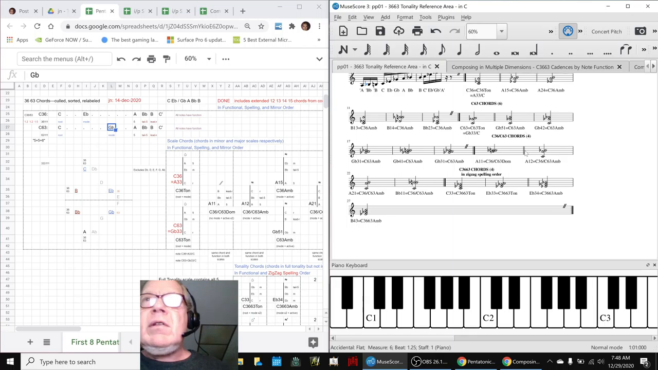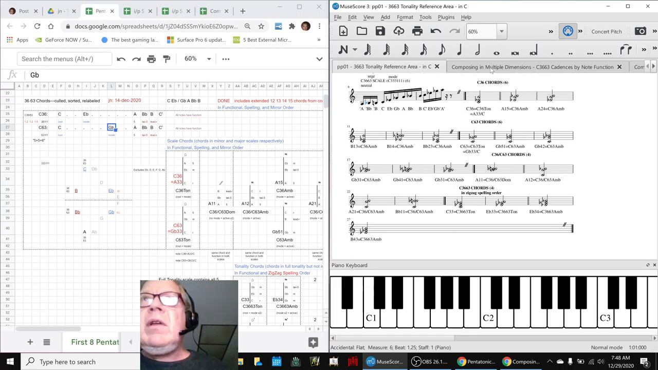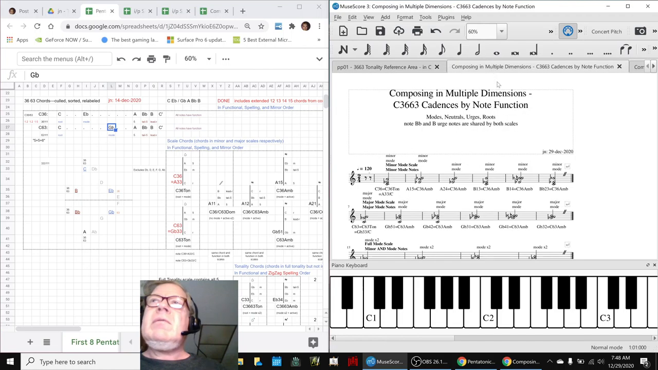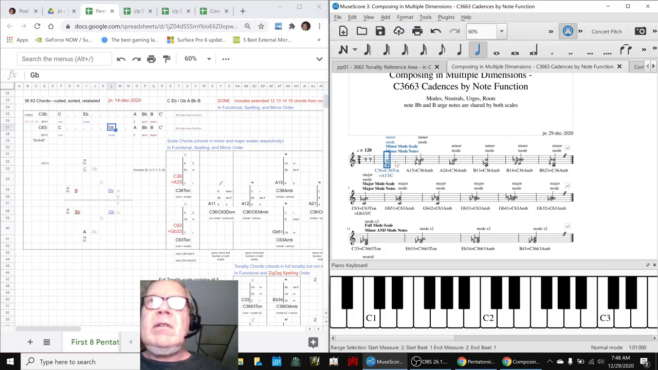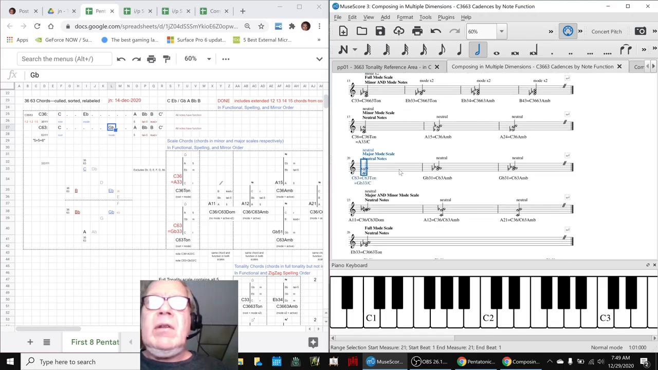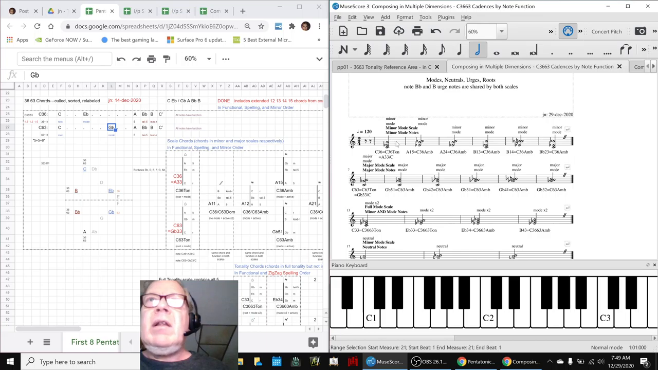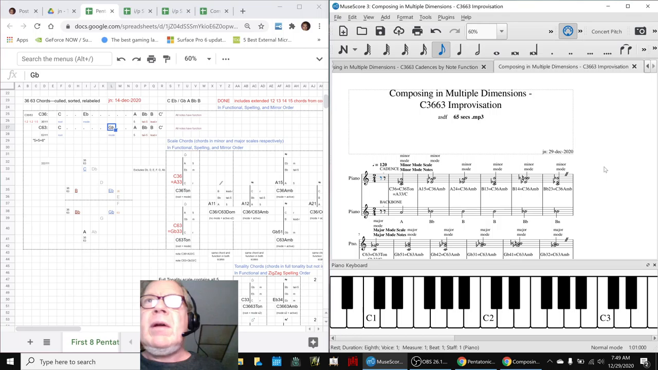And then we took these 20 chords here, and then we developed this thing where we sort the cadences by note function. So here we put all the notes together that had minor modes, these had major modes, and then we went down all that had neutrals and so forth. And you get an interesting sequence like this. So those all had a minor mode. And we decided we kind of liked how that sounded. So we just copied the whole set of cadences over to here to an improvisation.